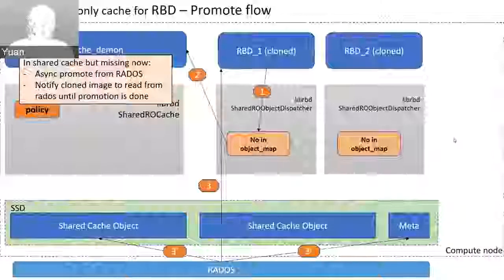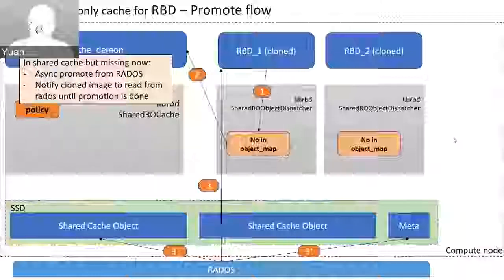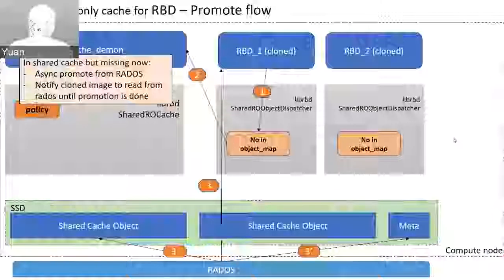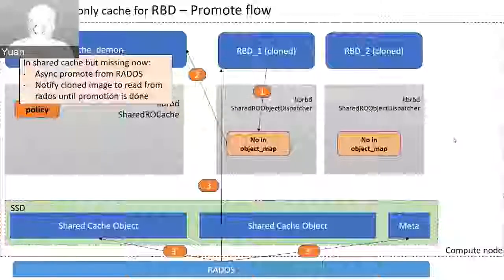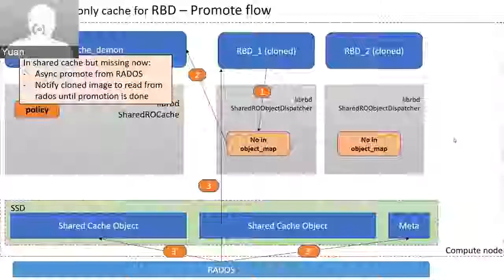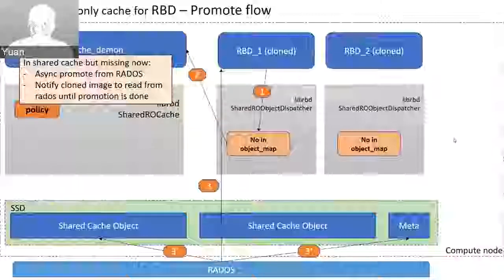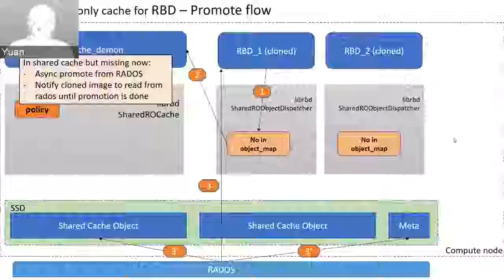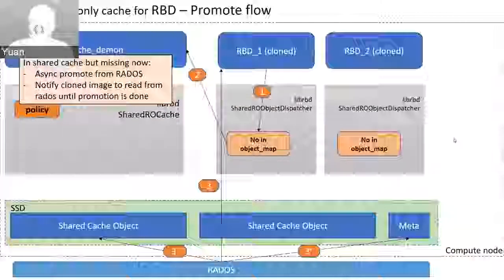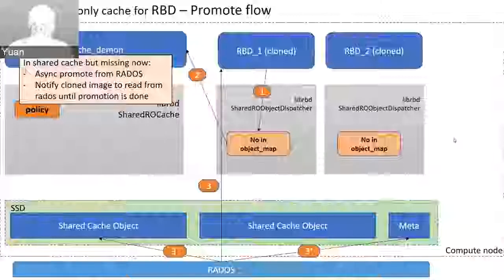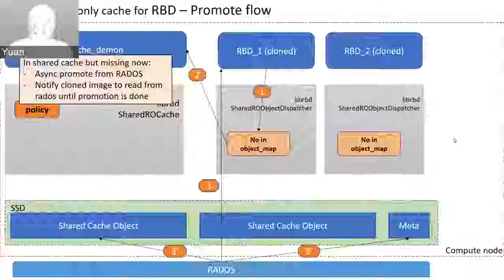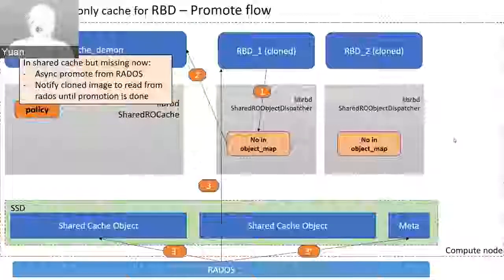So the object dispatcher will just flow to the next layer, which will be the core RBD layer. So the read request can still be serviced quickly here. And then after the promotion is done, the cache daemon will update the local metadata, which is a hash map stored in memory right now. For future lookups on this object, it will be a hit.